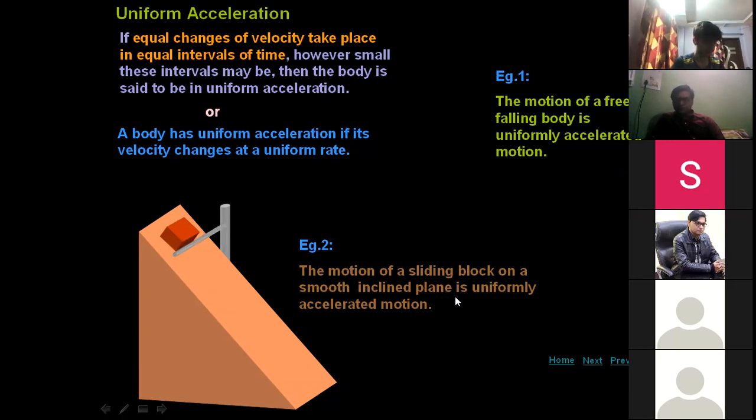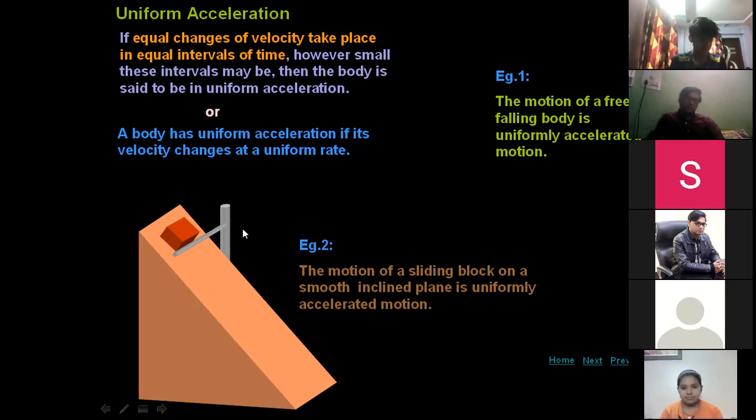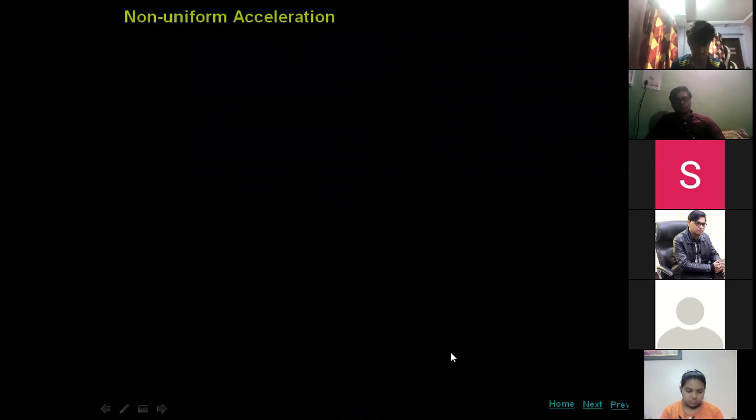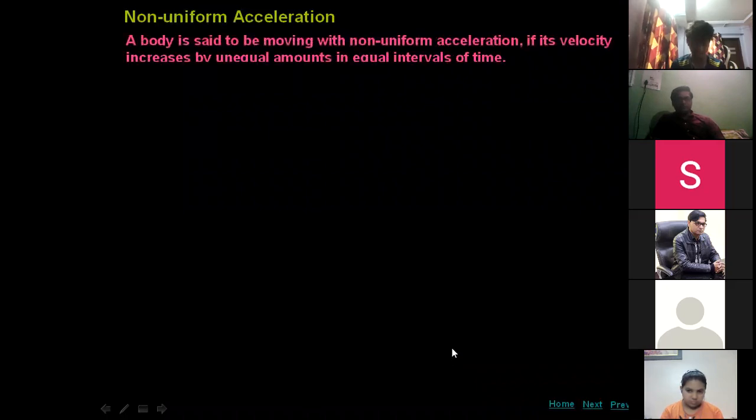Is the PPT visible, students? Yes, sir. Okay. So suppose that this block is kept at the top of the inclined plane. It is supported by this rod. When we remove the rod, the object moves towards the bottom of the inclined plane. In this case, also the motion is uniformly accelerated.